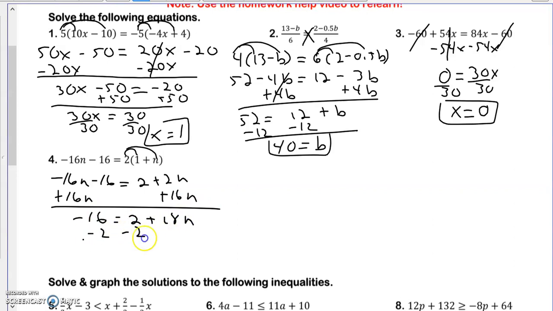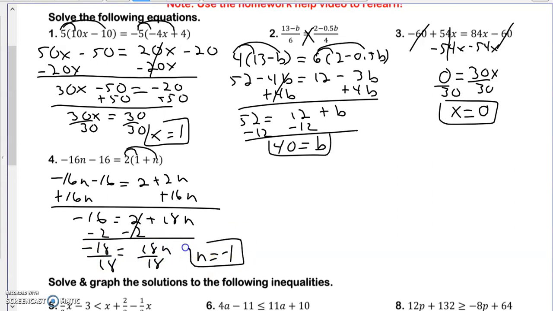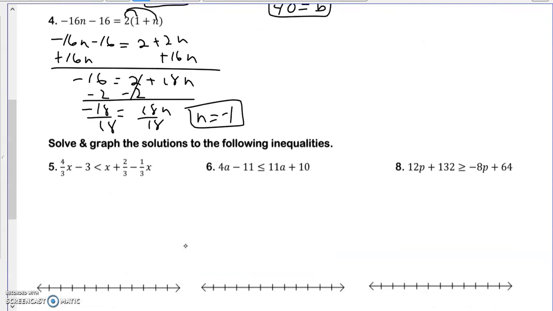I'm going to subtract 2. And when I do, I get a negative 18 equals 18n, divide by 18, and I'm going to get n equals negative 1.